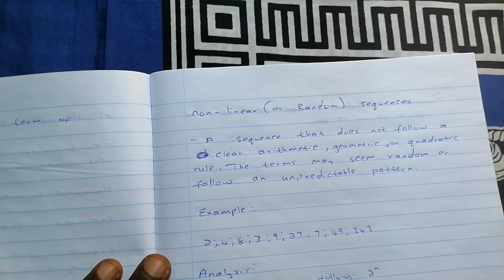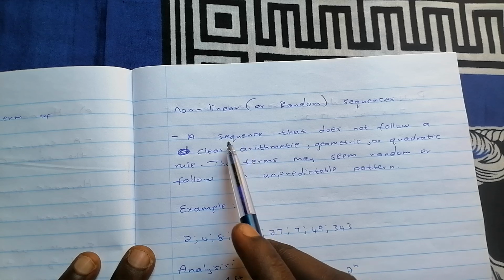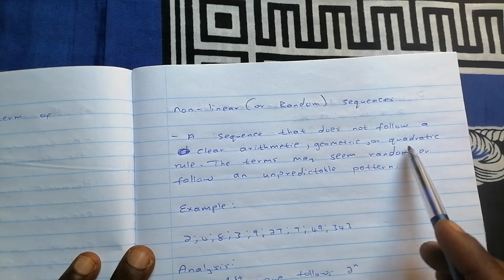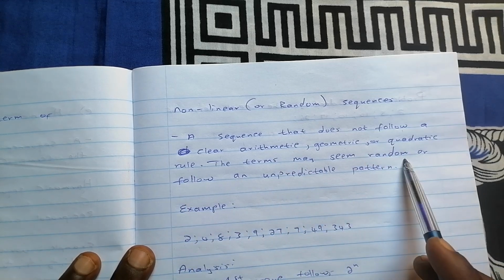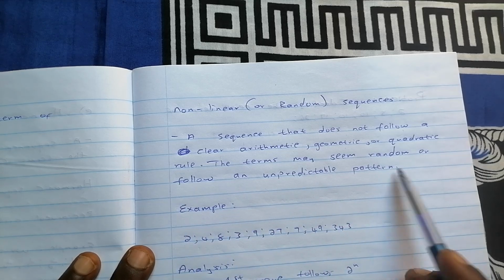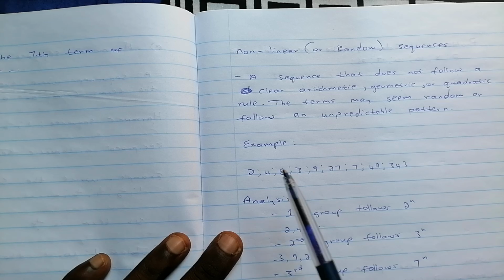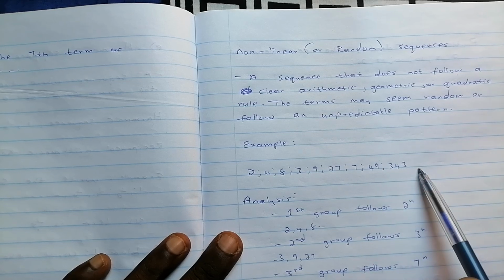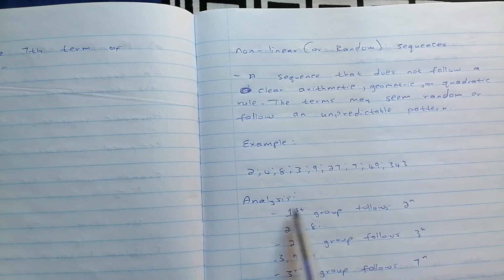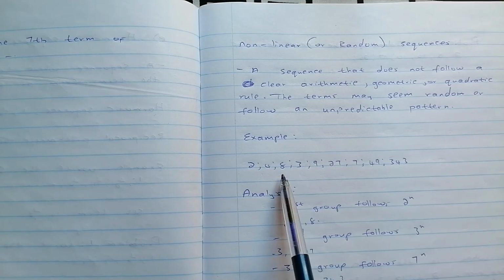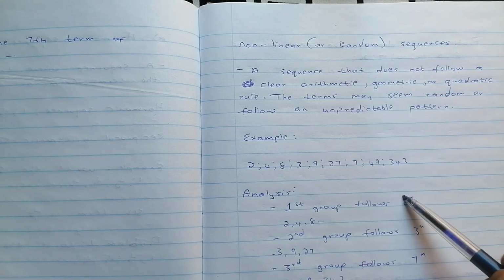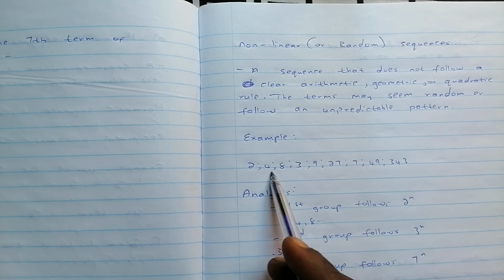Okay, so let's move to non-linear sequences. These are sequences that do not follow a clear arithmetic, geometric, or quadratic rule. The terms may seem random or follow an unpredictable pattern. Look at this example: 2, 4, 8, 3, 9, 27, 7, 49, 343, right? So this is how you analyze it. If you look at the first 3 terms, they follow this exponential pattern, sorry.